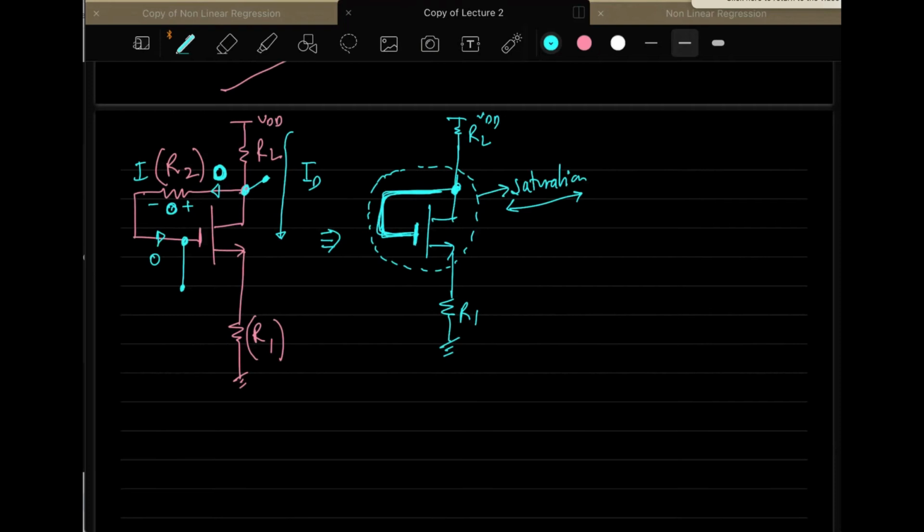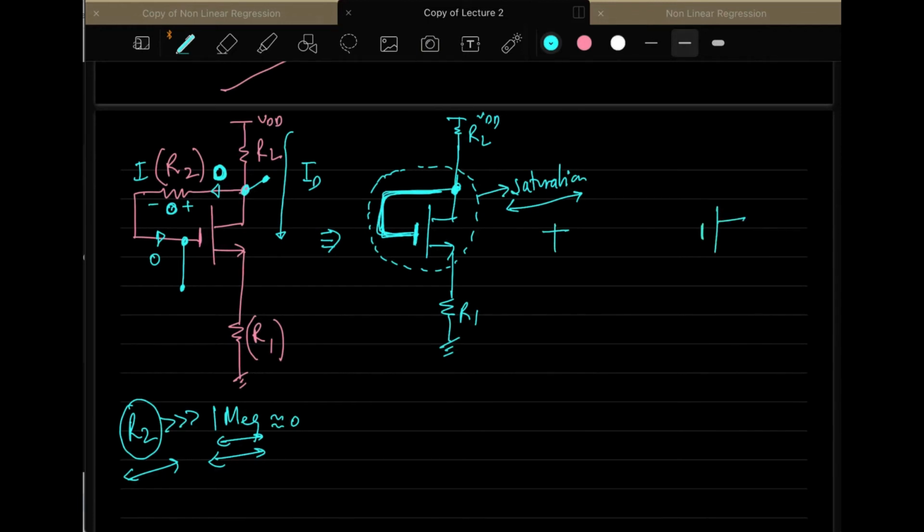Okay, so suppose your R2 is very, very high, let us say 1 mega ohm. What does it mean? It means the resistance is very high and it's like an open circuit. Is it true or not? Yes, sir. So we design this MOSFET in such a way that R2 is kept as a very large resistance. If R2 is very large, that is equivalent to an open circuit. So now when you combine it with DC, the DC equivalent will be like this.